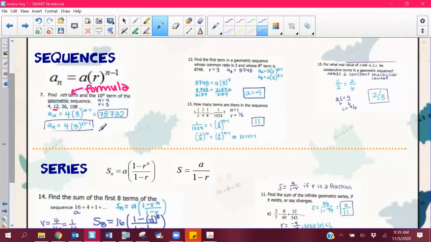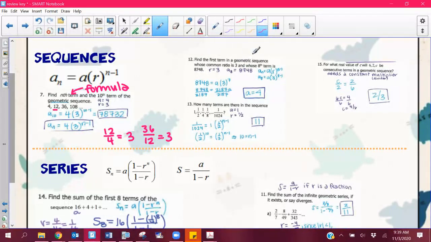Take one of your terms and divide it by the term in front of it, okay? Then again, if you want to check to make sure it's geometric, take one of your terms, divide it by the term ahead of it, and that would tell you what your common ratio was. So then if you wanted to find the 10th term, just plug in 10 into your equation. Done. Some of these get very big.